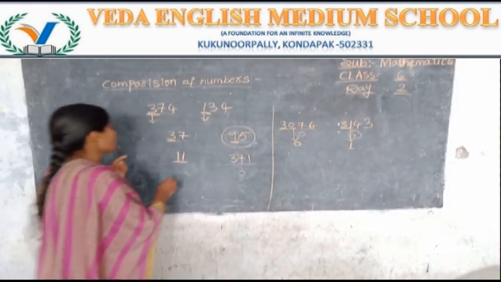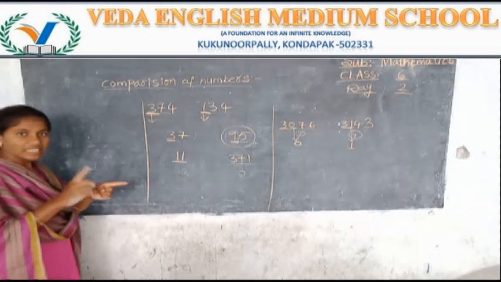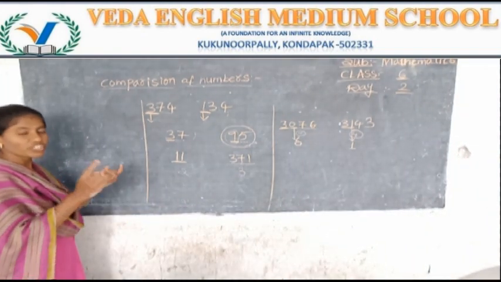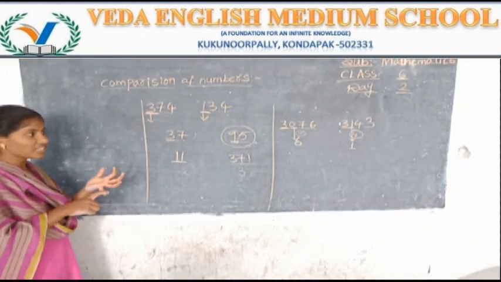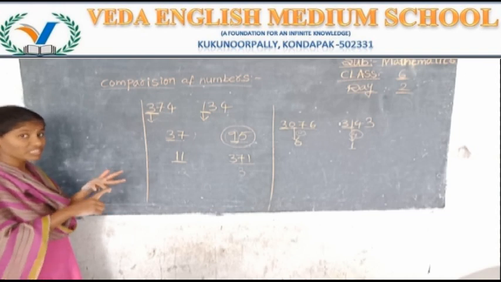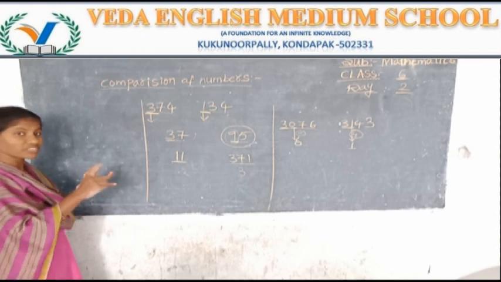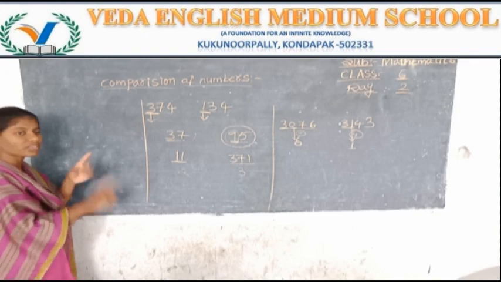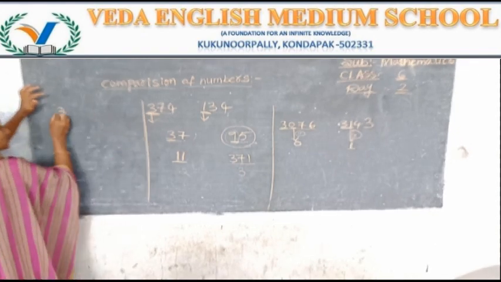Comparison of numbers. If you want to know what is the greatest number and what is the smallest number, first of all you have to count the digits. If the digits are equal, then you have to compare the first number. If the first number is equal, then you have to compare the second number. If the second number is also equal, then you have to compare the third number. Now see one more example.